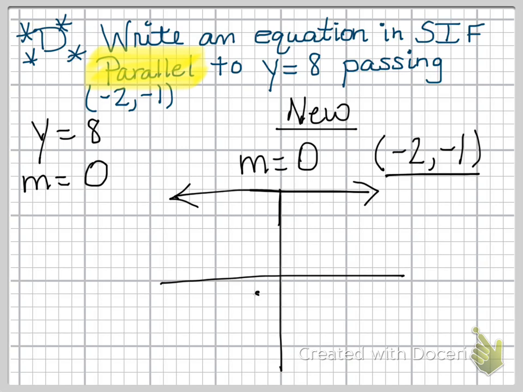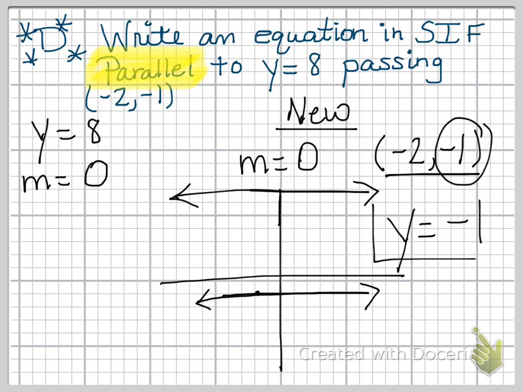So if I want one with the same slope, then I know it's going to go through here, which is horizontal, and the value of that is where it hits the y, and my y is negative 1. So this new equation is y equals negative 1.